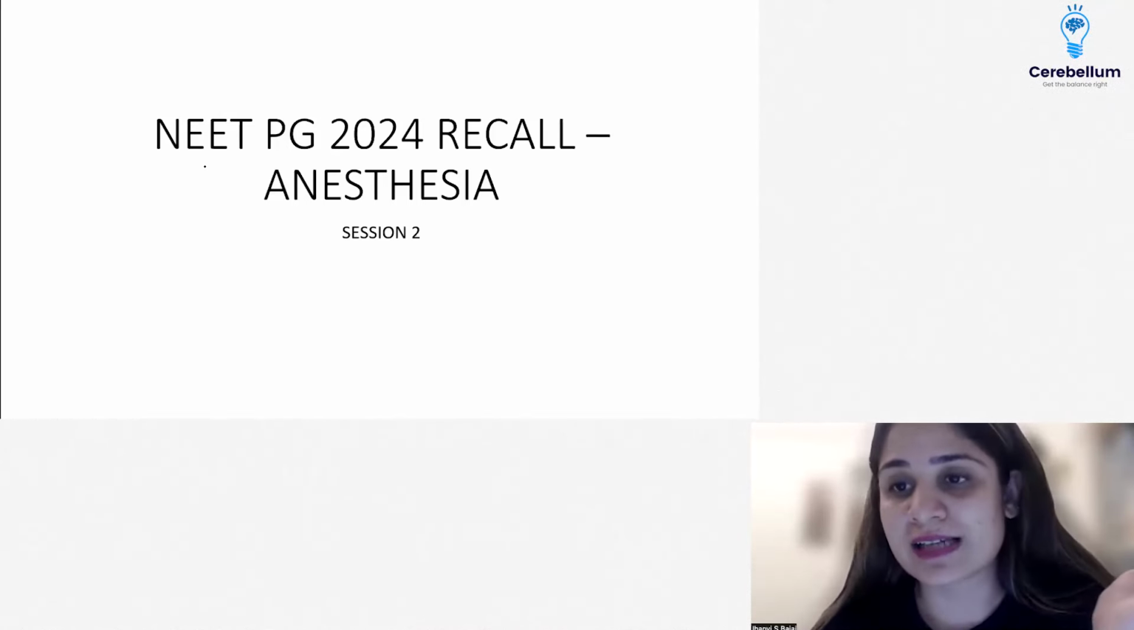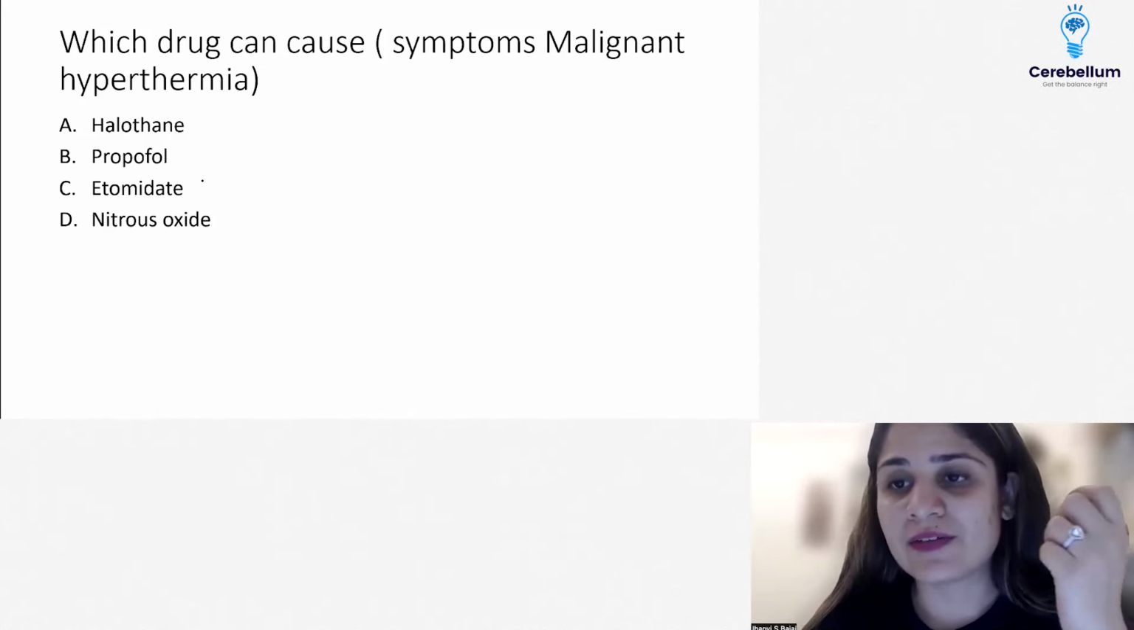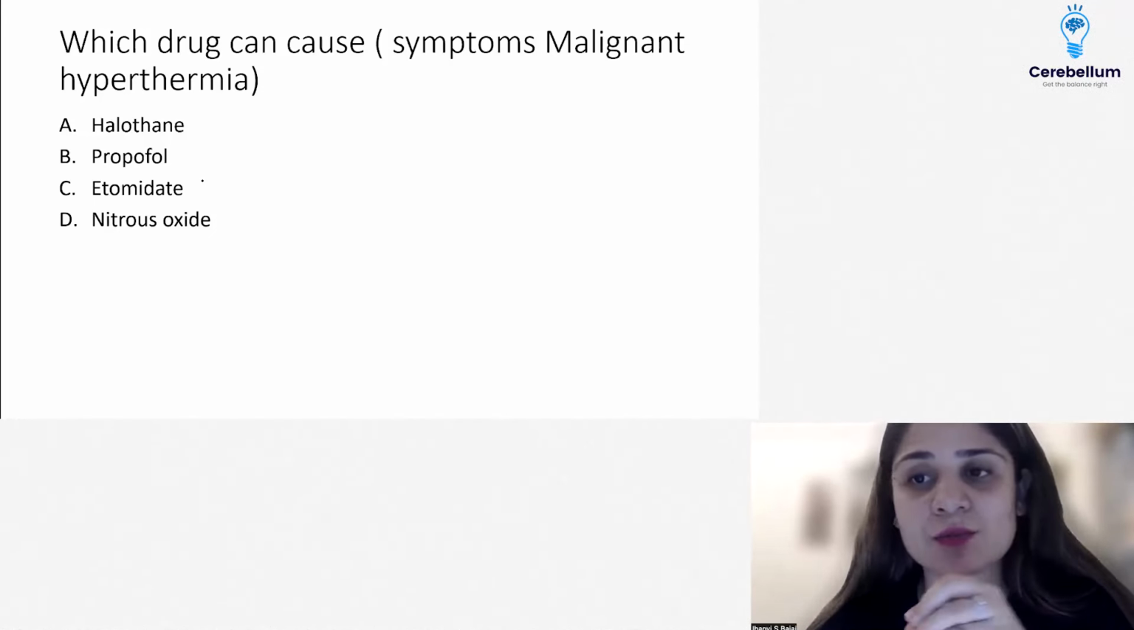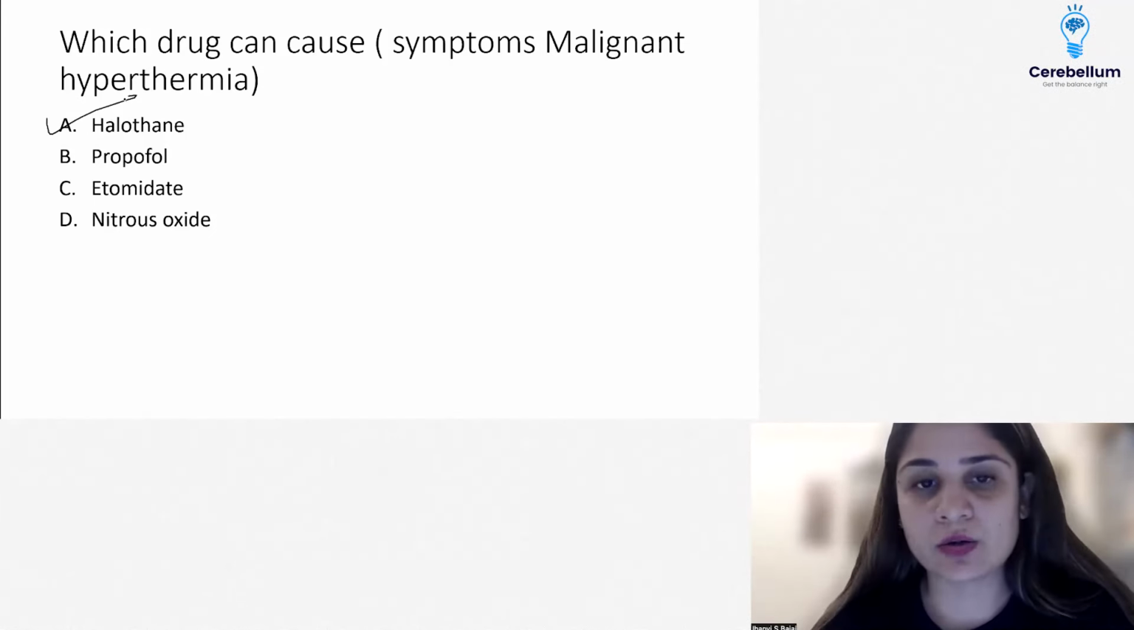In session 2, let's have a look at the questions. So this one was clear cut. They had given symptoms that a patient is having hyperthermia, hypercarbia, muscle rigidity. They had given all symptoms of malignant hyperthermia and asked what is the causative or the triggering agent. So we know malignant hyperthermia is caused by succinylcholine or inhalational anesthetic agents. In this, the clear-cut answer, inhalational anesthetic, was halothane.